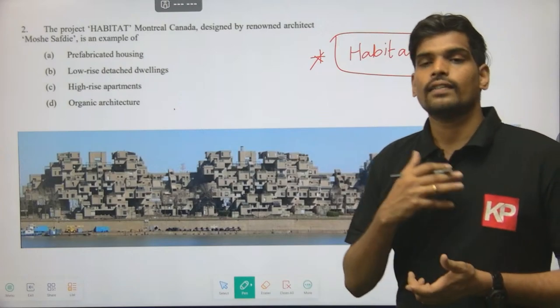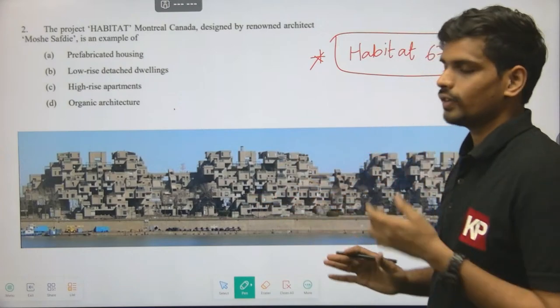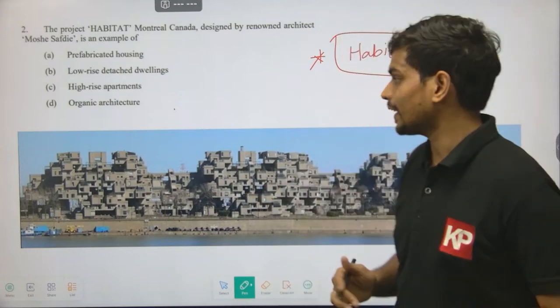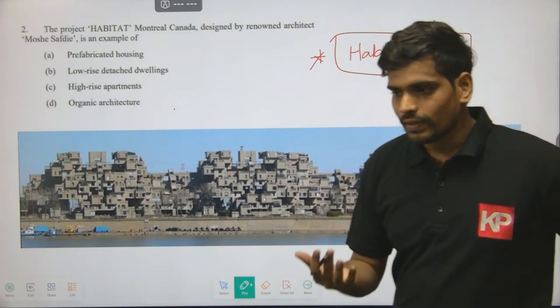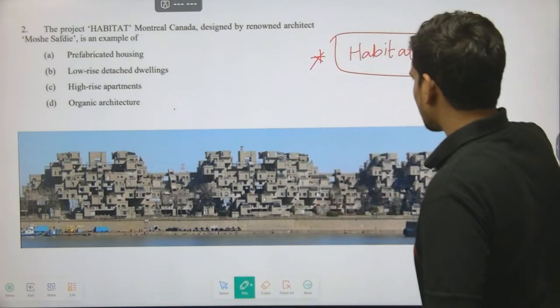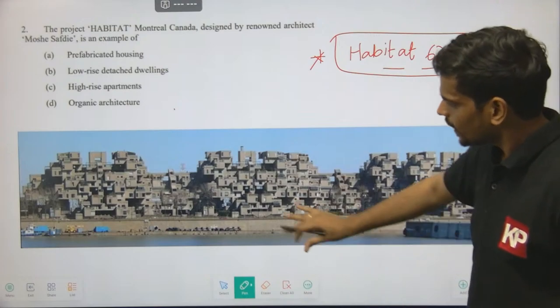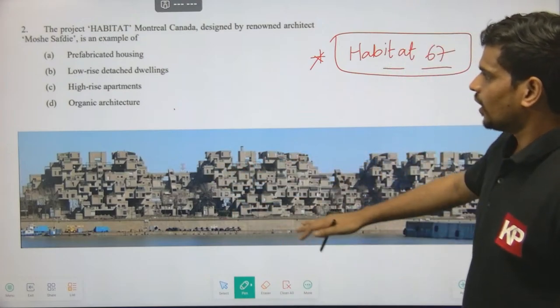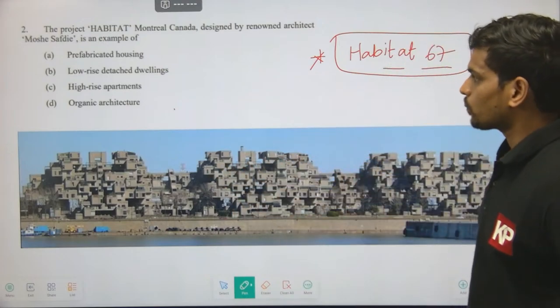So later on he developed this particular project and executed it on site in the year 19. So to house the World Exposition of 1967. So that's the reason it's called Habitat 67. If you look into the picture, you can see which one you think would be the appropriate answer.